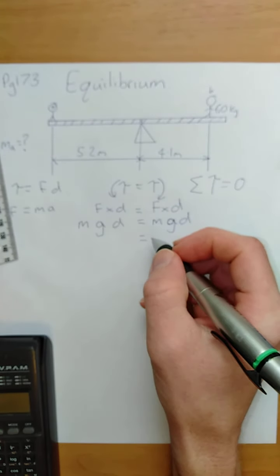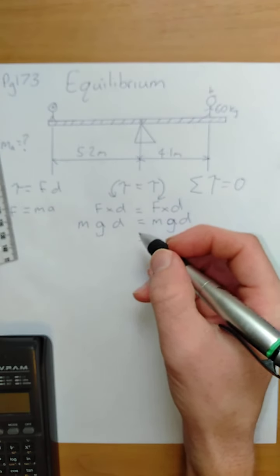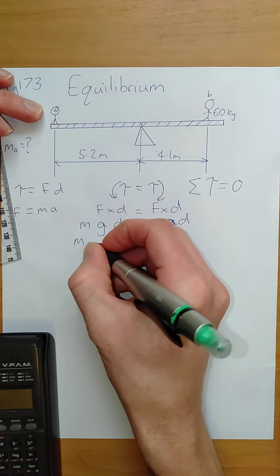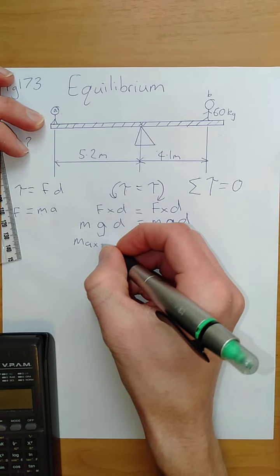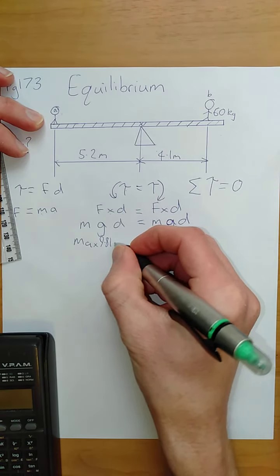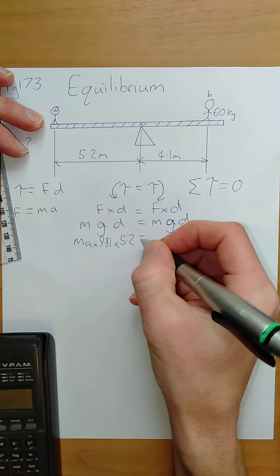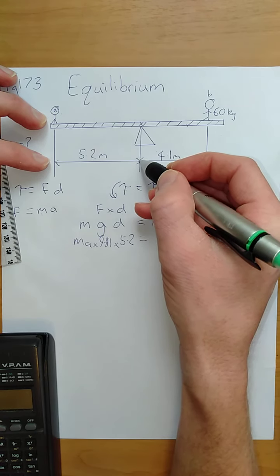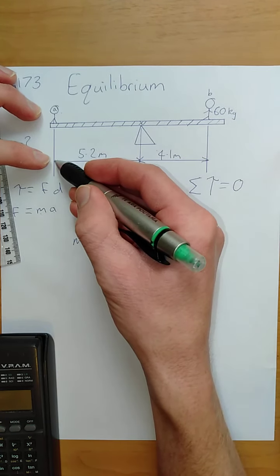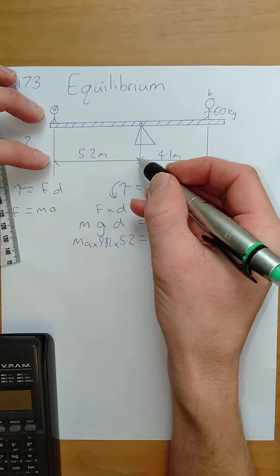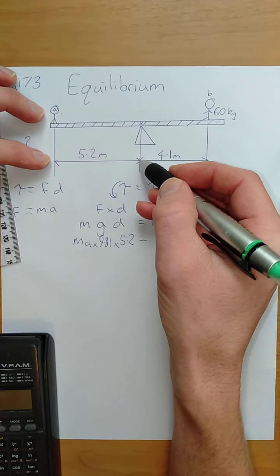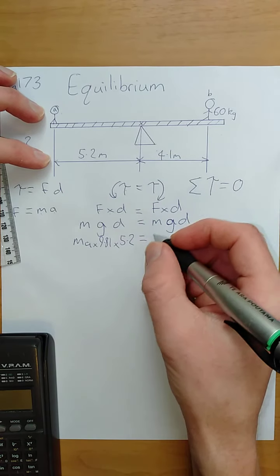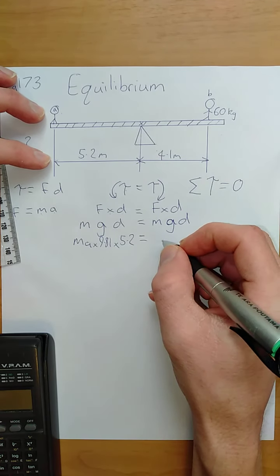Alright, now what we've got to do is start substituting in. So this one here is called mass of A. So mass of A times 9.81 times 5.2. Notice that all distances are measured from the pivot point. So it's from there over to the center of person A. Sometimes they won't give you the measurements from the pivot point and you'll need to use addition or subtraction to find them out. But not in this case. It's a simple one to start with.